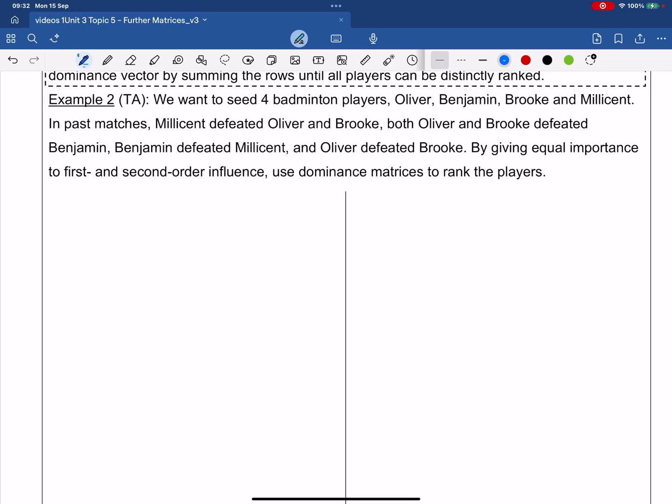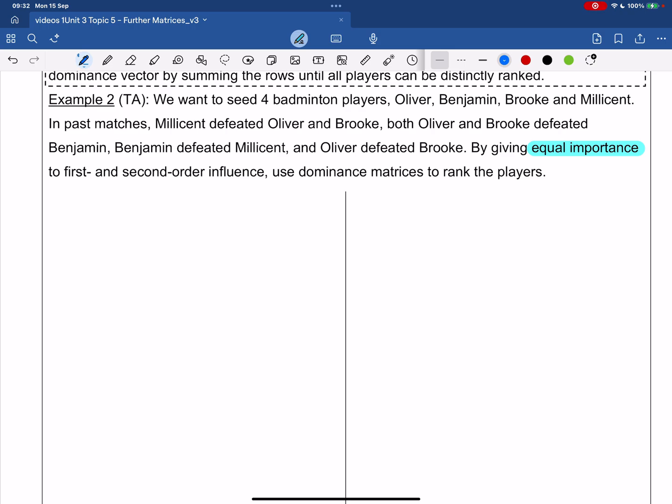Right, here we're going to use some dominance matrices to be able to rank players in a tournament. You've worked with dominance matrices before earlier this year. This is a very simple example that we're working with, mainly to highlight that in external exams, they are telling you what the weighting is in the second and first order influence so that you can just use it without having to make any assumptions regarding that.